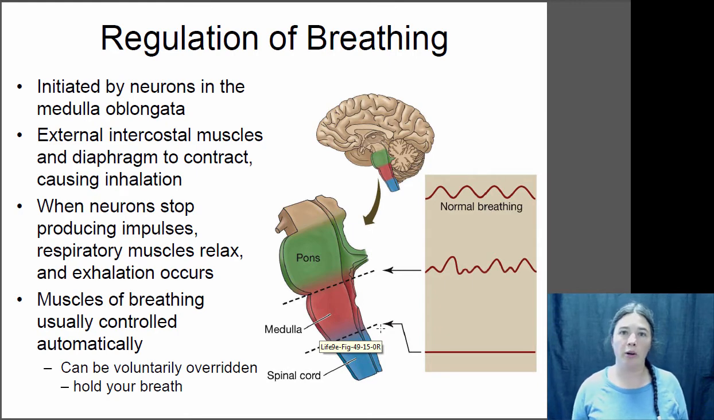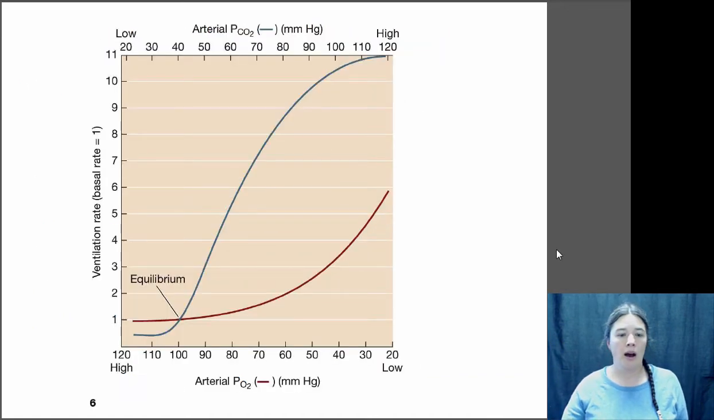You can voluntarily override the pons by thinking about breathing. If you wanted to hold your breath and throw a temper tantrum, right, you can do that. But eventually when you pass out, then you'll go back to the involuntary state and you'll start to breathe regularly again. Okay?